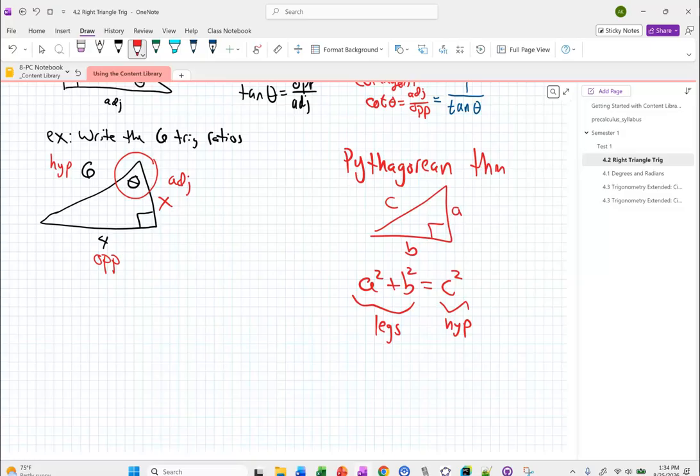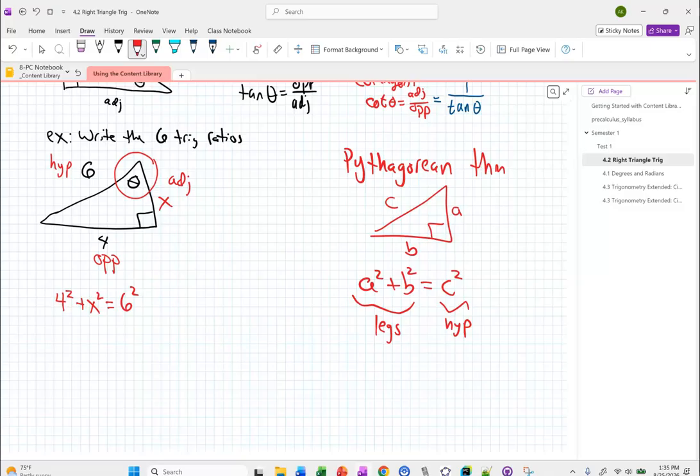Yeah, Fadi? 36 equals 16 plus x squared. Okay. I'm going to write it as 4 squared plus x squared equals 6 squared first. Is that okay? Same thing that you said. I just want to make sure that it looks like the formula for everybody else.